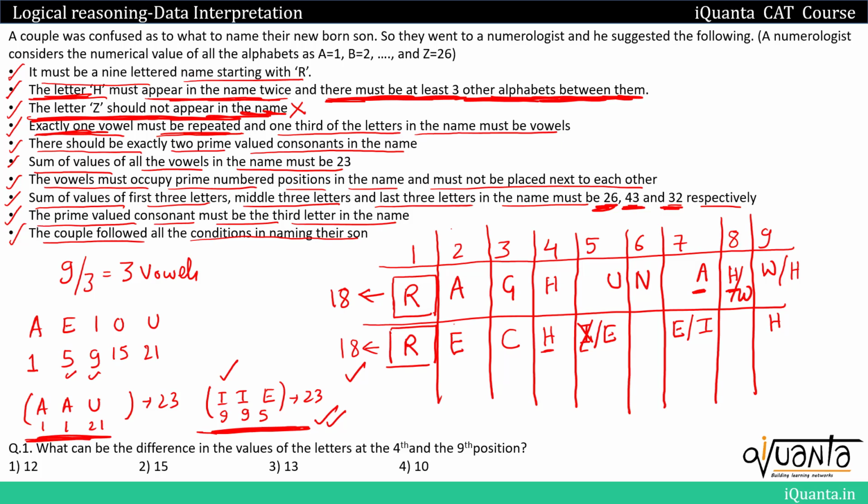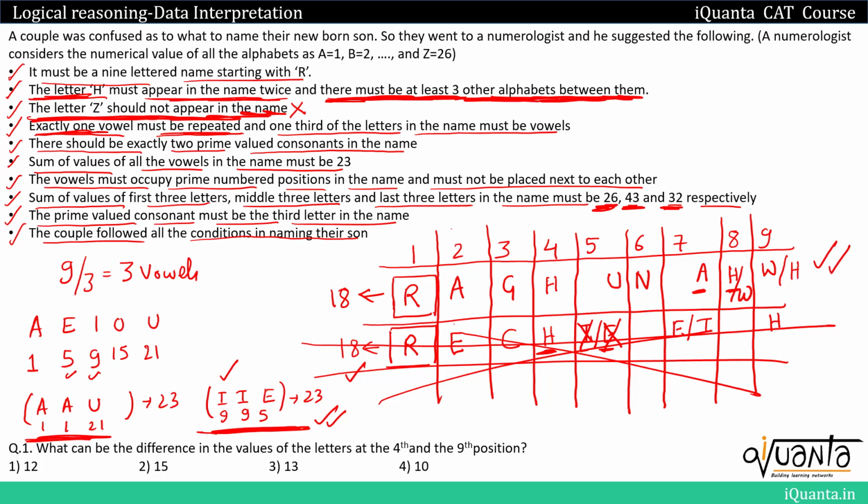So let us check with E now. H has value 8, E has value 5, 8 plus 5, 13. To make the sum 43, we need 30 more. So which is the alphabet having value 30? We know that there is no such alphabet having value 30. So E also cannot come at the 5th position. So if neither I nor E can come at the 5th position, the whole second case is nullified. It is incorrect. So that means only case 1 is possible.